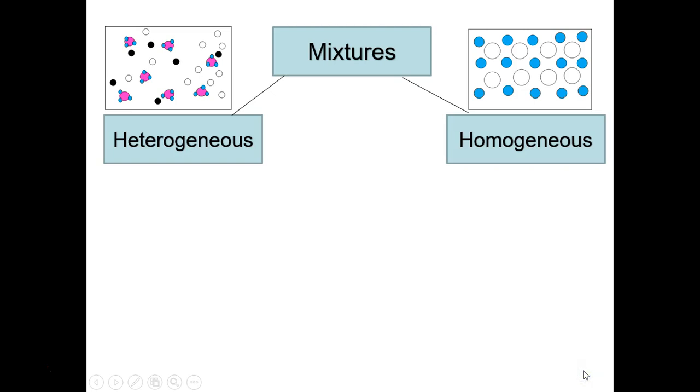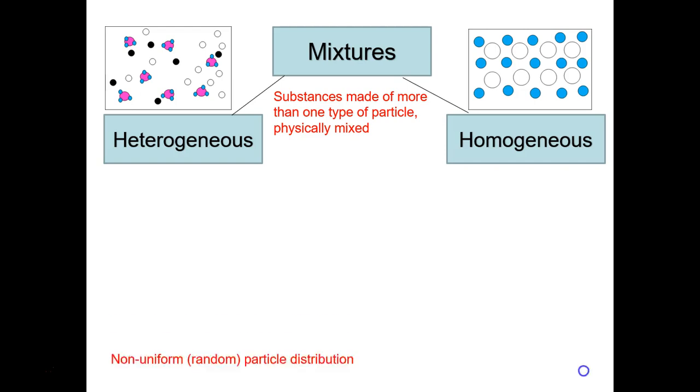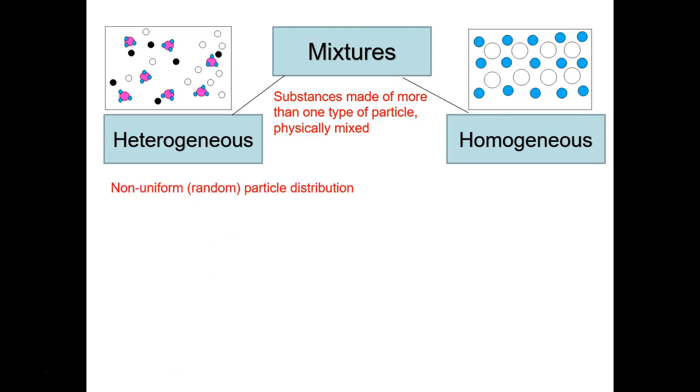Now let's look at mixtures. A mixture is a substance that's made up of more than one type of particle physically mixed together, not chemically, and that becomes very important later. So let's first talk about a heterogeneous mixture. The prefix hetero means different.